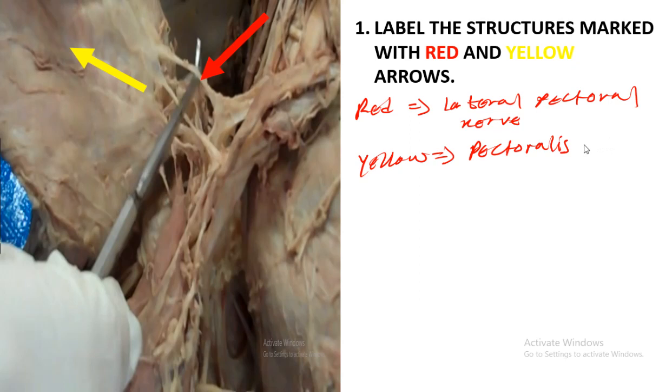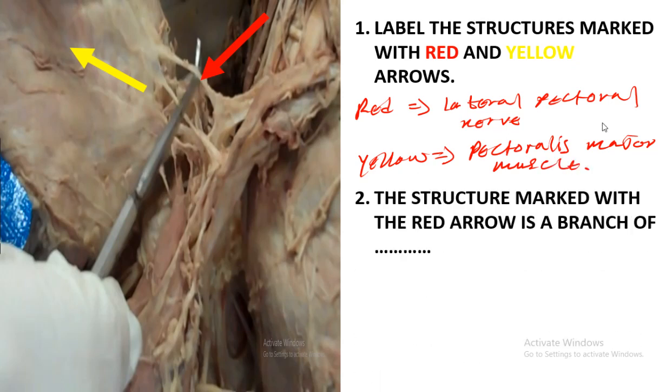The pectoralis major muscle is innervated by both the medial pectoral nerve and the lateral pectoral nerve. So those two nerves innervate the pectoralis major muscle. Okay, the structure marked with the red arrow is a branch of, so what do you think the lateral pectoral nerve comes from? The lateral pectoral nerve normally branches off from the lateral cord. Yeah, it normally comes from the lateral cord.